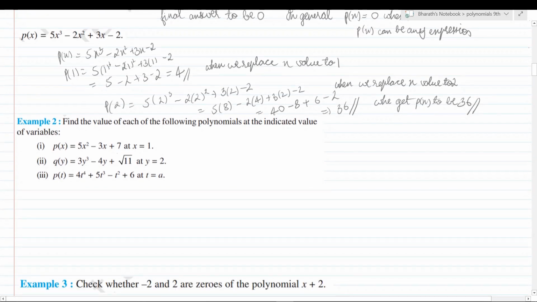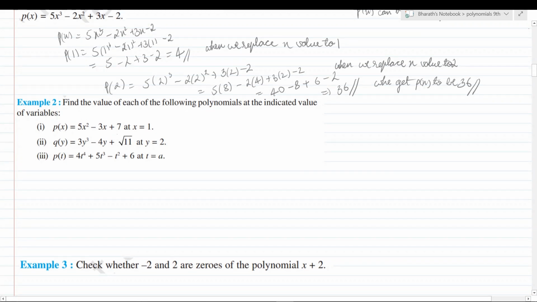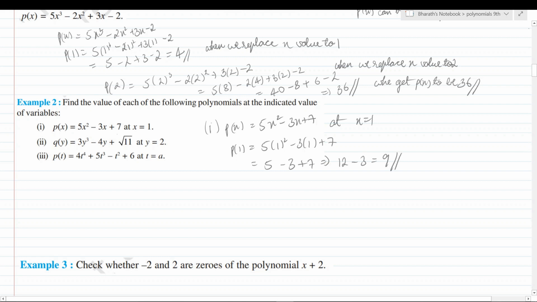So there is a second example. Find the value of the following polynomials at the indicated value of the variables. So simply you can just copy the question. This is the board way to write. P of x is equal to 5x squared minus 3x plus 7 at x is equal to 1. Simply substitute x value to 1. So P of 1 is equal to 5 minus 3 plus 7, which is equal to 12 minus 3 is equal to 9.